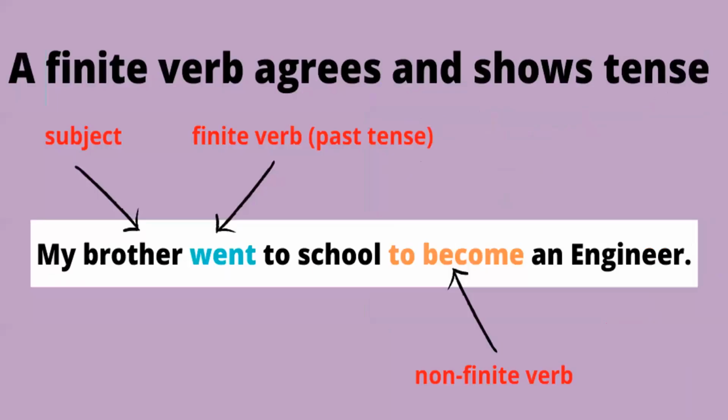ठीक है. अब ये एक सेंटेंस है, my brother went to school to become an engineer. So from here we can identify that my brother went to school to become an engineer. Here the verb went is a finite verb because it is telling us about the pastness of the action. Like when my brother went to school, he went obviously in the past.